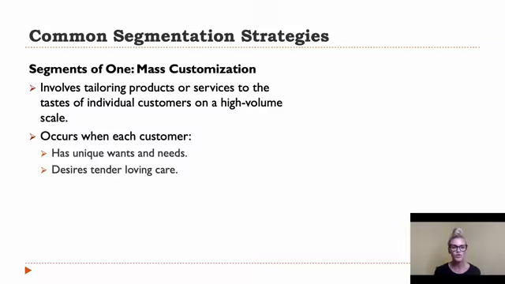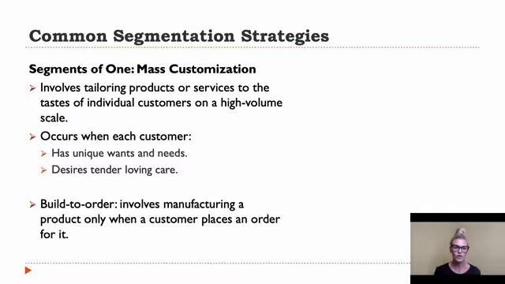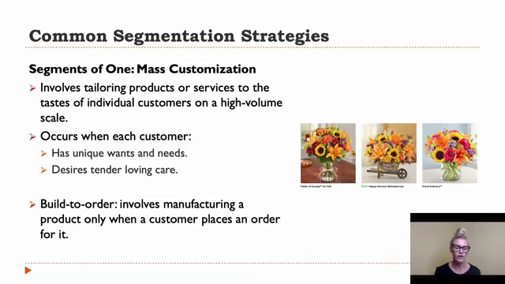Now, this occurs when each consumer has unique needs and wants, and they desire some form of extra love and care. They want some specialization from the product itself. So here's that concept of build to order, which involves manufacturing a product only when a customer places an order for it. But with the idea of mass customization, we can look at something like flower delivery, where you have multiple options, but really they're also standardized in a way.